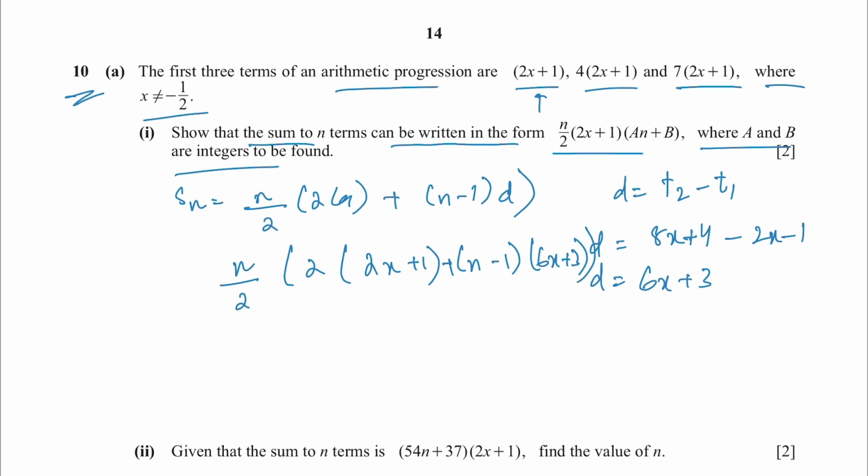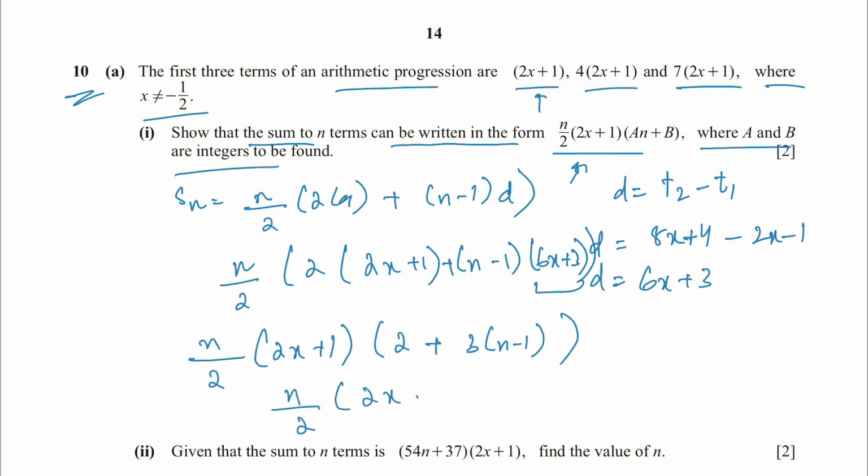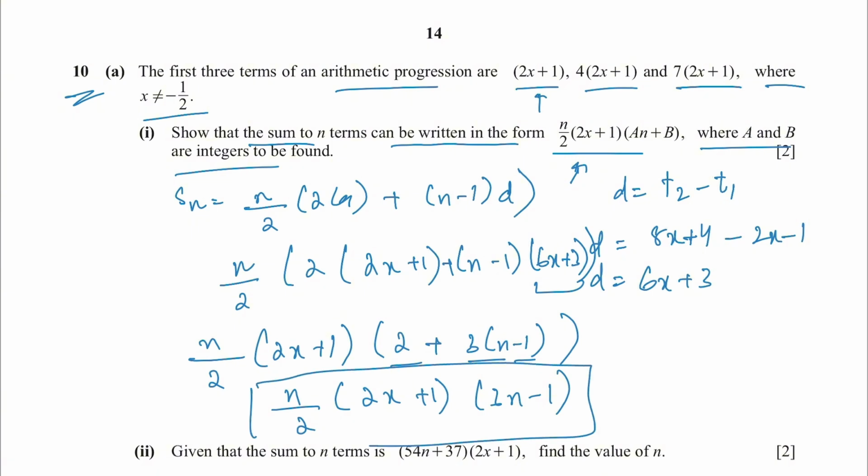So taking 2x plus 1 as common, we get something like this. This would be n over 2, 2x plus 1 taken common. What we have left here is 2 plus 3 times n minus 1. So we'll write our final answer as 3n, and then minus 3 plus 2 would be minus 1, and we'll get our answer as 3n minus 1. So this is our final answer. Our a would be 3 and our b would be negative 1.